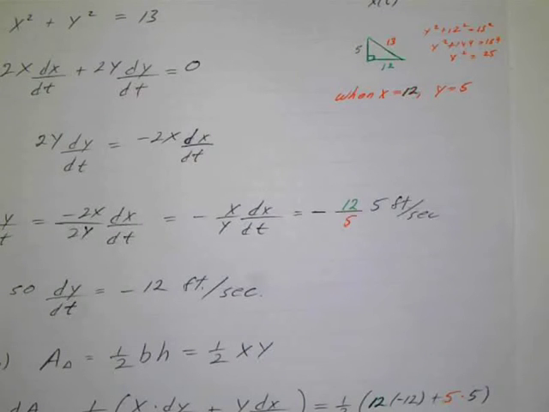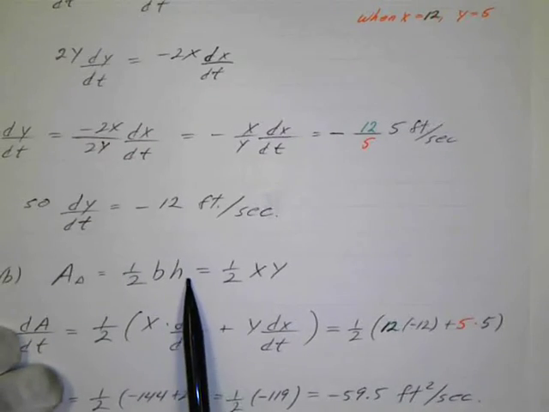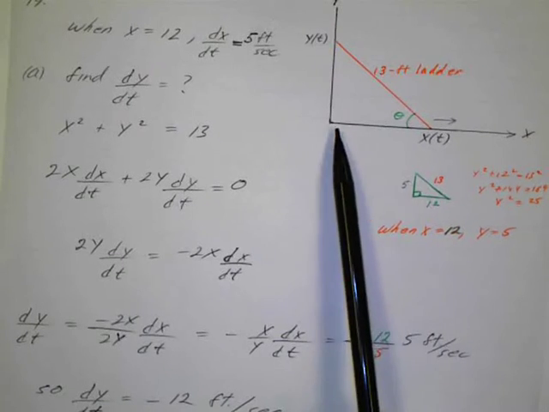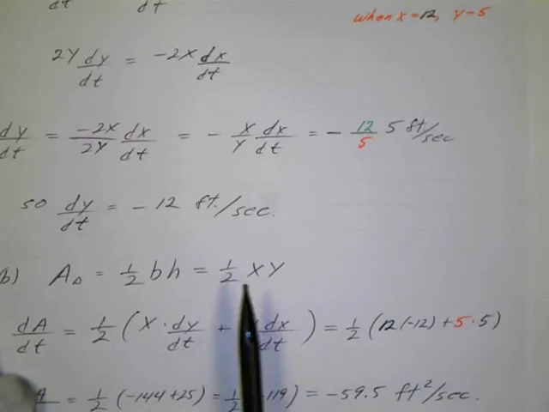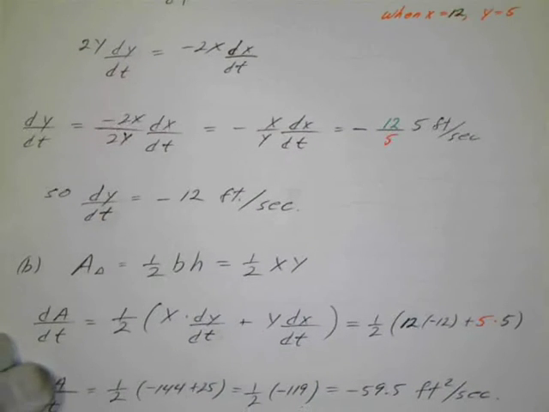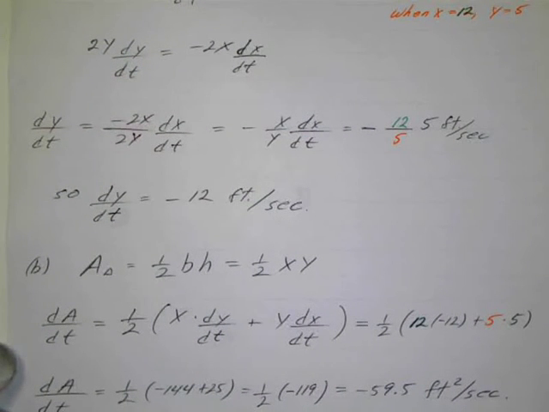Okay, letter B. At what rate is the area of the triangle formed by the ladder, wall, and ground changing at that moment? Well, what's the area of the triangle? Well, the area of a triangle is 1/2 base times height. If I look at my triangle, my base is going to be x, and my height will be y. So 1/2 x times y. We want to find out at what rate is the area of the triangle formed changing at that particular time.